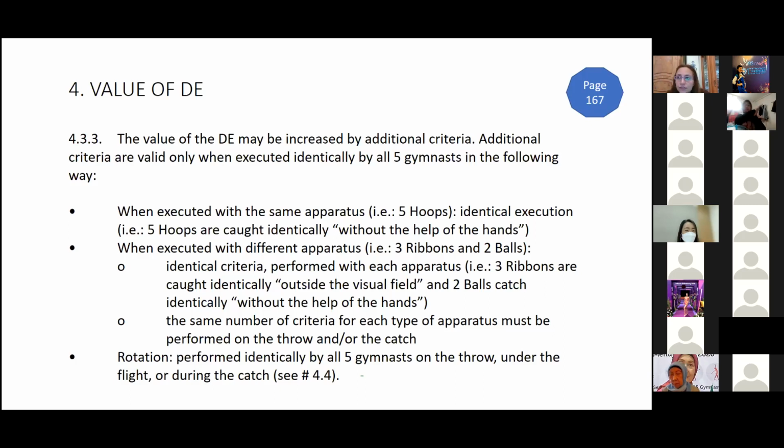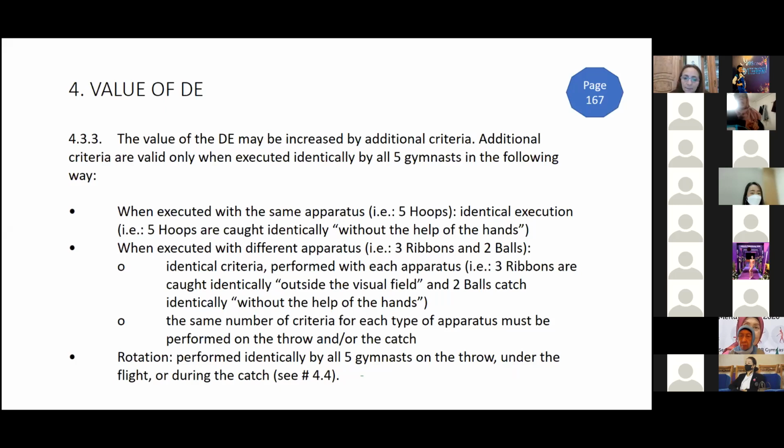When executed with different apparatus, 3 ribbons and 2 balls, for example, identical criteria are performed with each apparatus. For example, the 3 ribbons are caught outside of visual field, and the 2 balls are caught without the help of the hands. So this is identical. For each apparatus, they have to have the identical criteria. The same number of criteria for each type of apparatus must be performed on the throw and or the catch. So we have to have the same number of criteria to increase the value.